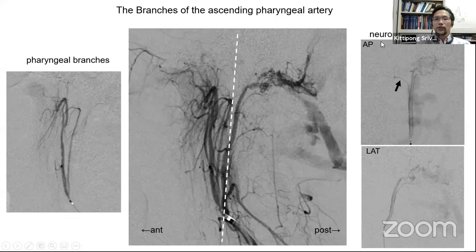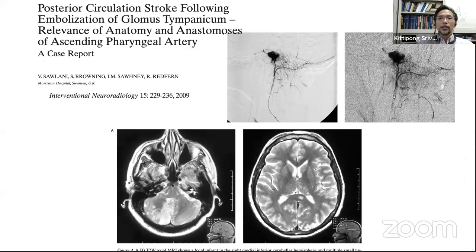Neuro means it feeds the nerve, it feeds the brain. Meningeal means it becomes a dural branch. So it's probably the same as what we've seen in the branches of the occipital artery, okay? So there was a report of something like this in the literature.